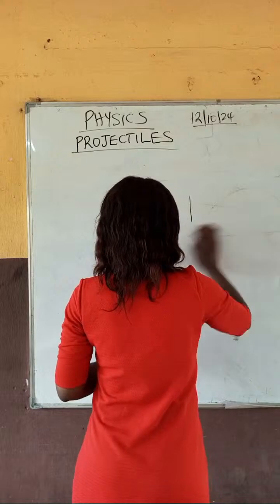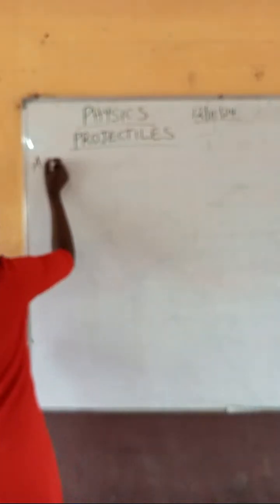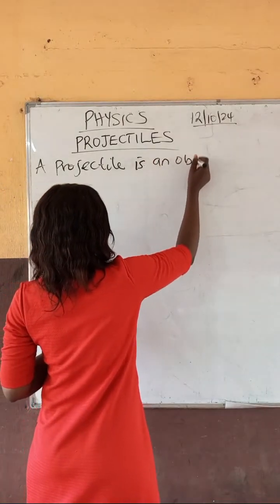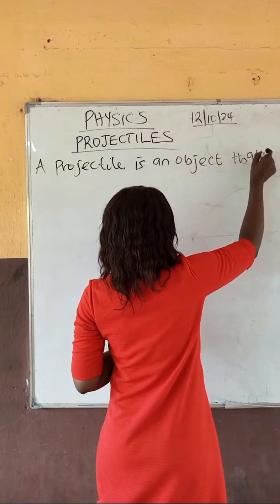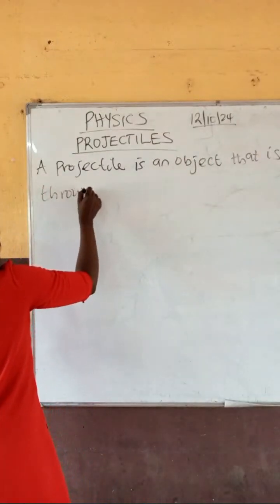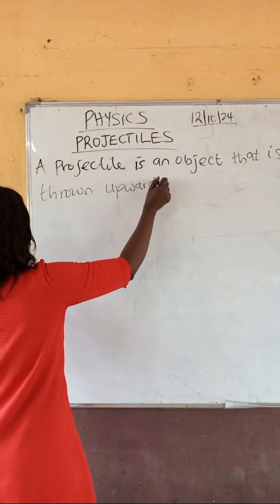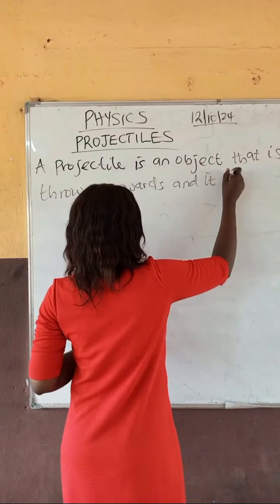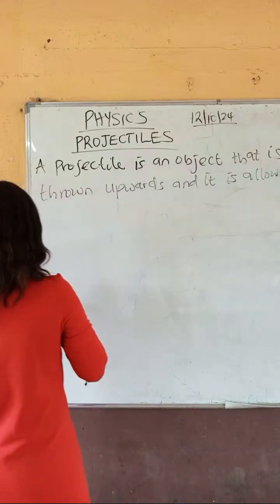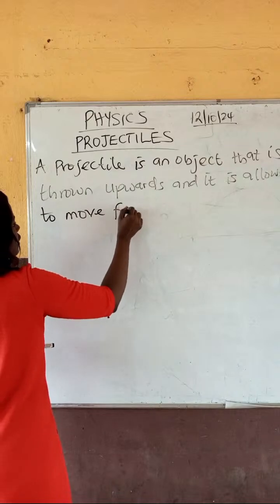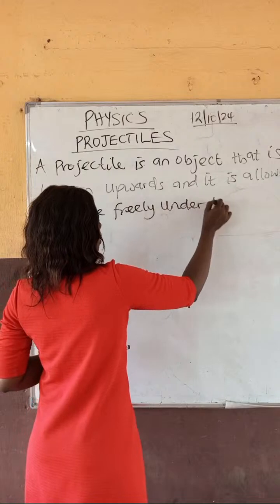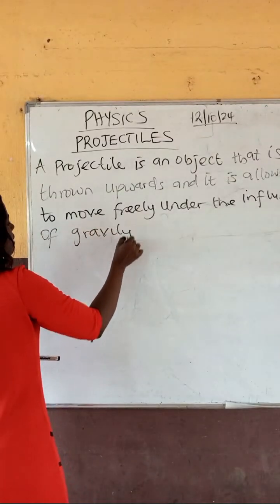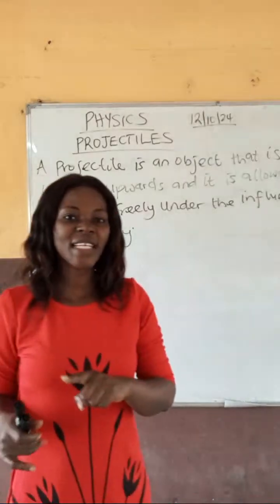So we can say that a projectile is an object that is thrown upwards and it is allowed to move freely under the influence of gravity. And I said before that this object that is thrown becomes a projectile.